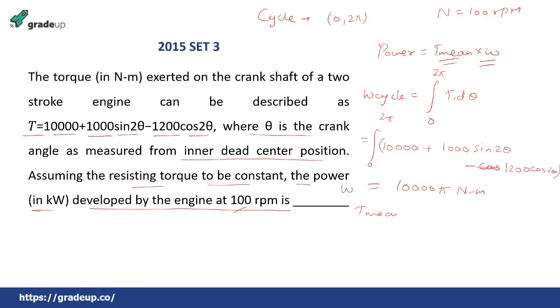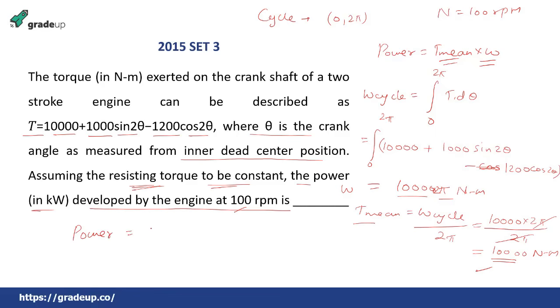So T mean is equal to W cycle upon 2 pi. Sorry, the W cycle will come as 10,000 into 2 pi. So in this case T mean will be 10,000 into 2 pi divided by 2 pi. So you will get this as 10,000 Newton meter. So this is a constant value, and also it has been said that the load or the resisting torque is constant. So we have got this as constant. This is T mean.